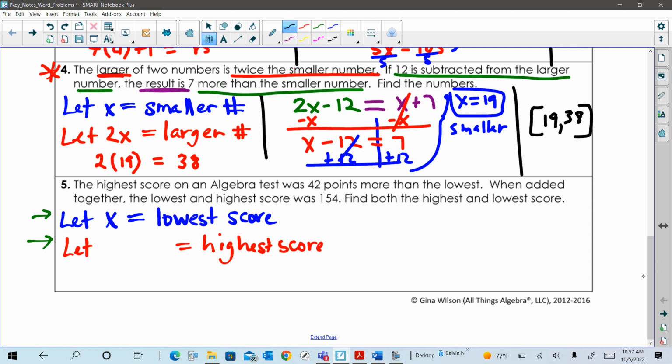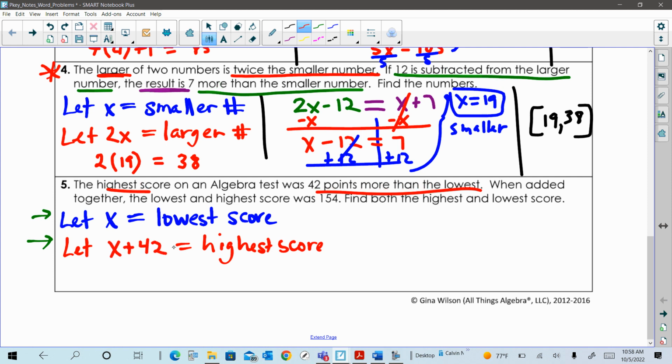Notice, because they're saying the highest score on the algebra test was 42 points more than the lowest score. Right there, highest score, 42 points more than the lowest. I'm going to let x be my lowest score. So we're still going to have small number, large number. Now we're just talking about lowest score, highest score. So how would I show the highest score being 42 more than the lowest? Yep, x plus 42. Good.